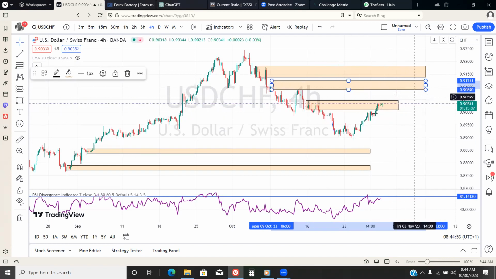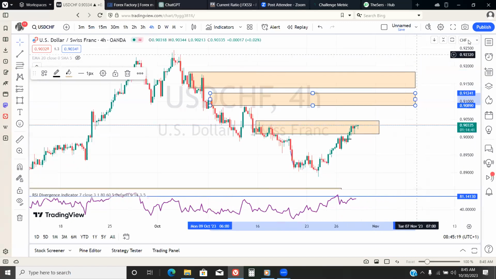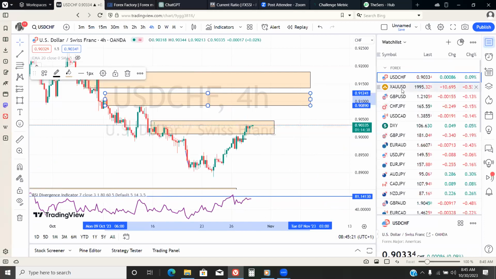Expect the sell opportunity at the price of 0.9050 or 0.9120 or 0.9150. So those are the three prices I'll be looking for a sell opportunity at that region. That's where I'll be looking for sell opportunity on USDCHF. Then let's go straight to gold.